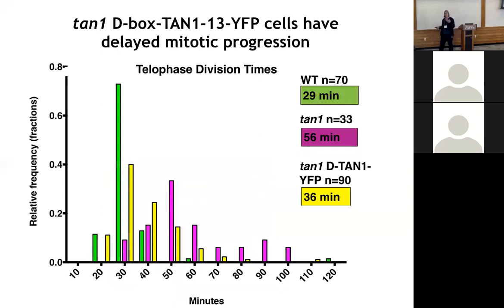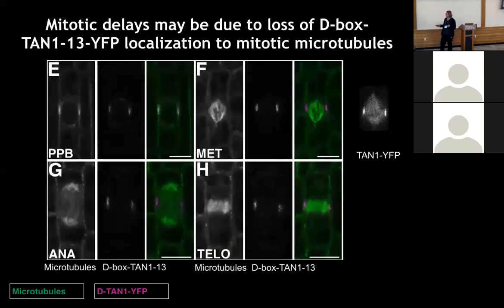But then we wanted to look at where this protein localized, okay? Here I just want to remind you for a second that tangled accumulates in the metaphase spindle and also in the phragmoplast. It accumulates in the mitotic microtubule structures, okay? But the destruction box fused to tan-YFP localizes only to the division site, or it's below detection at the metaphase spindle and also at the phragmoplast during telophase.